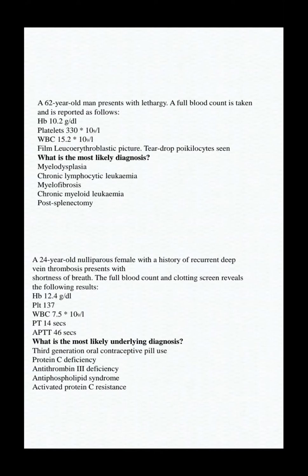Ma'am, his Hb is 10.2, platelets 330, WBC 15.2. Another important clue is the teardrop poikilocytes. Yes, ma'am, the most important is teardrop poikilocytes. Thrombocytopenia, leukopenia, all are there. Ma'am, it is chronic myeloid leukemia. In chronic myeloid leukemia we will not find teardrops. It's a myeloid problem, but it is not CML. So, myelodysplasia? It's a myelofibrosis. Teardrop poikilocytes for myelofibrosis.